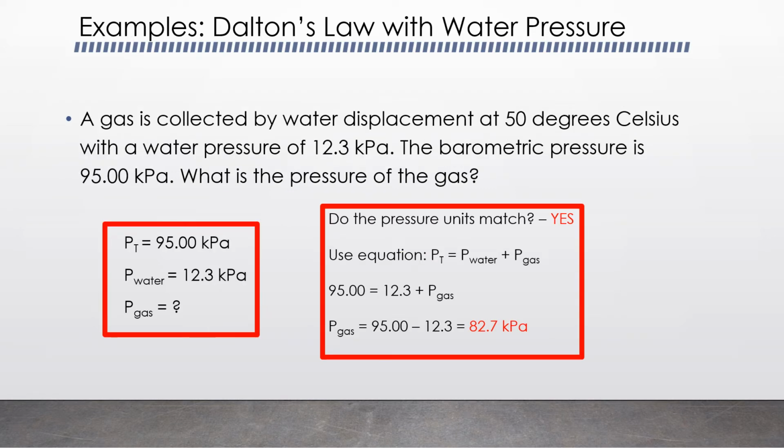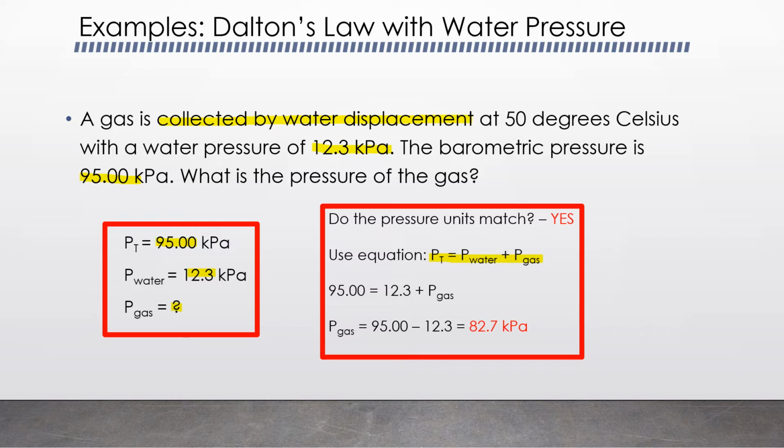All right, now here's an example whenever the gas is collected underwater. So the gas is collected by water displacement. Whenever you see something like that, you know that you're going to use the equation total pressure equals pressure of water plus the pressure of the gas. It tells us that it is at 50 degrees Celsius. So at that temperature, the water vapor pressure is 12.3 kPa. So our pressure of water is 12.3. The barometric pressure is 95. Remember, barometric pressure is total pressure, and we are looking for the pressure of the gas.